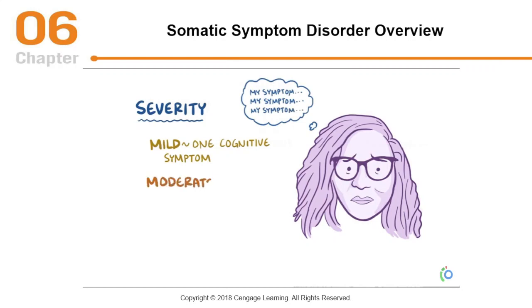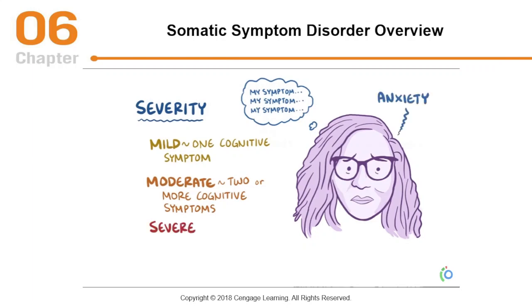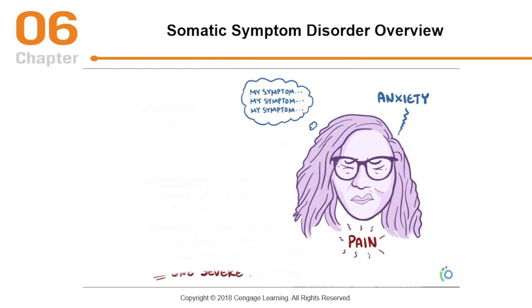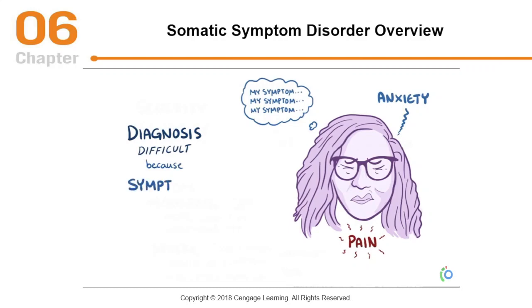The condition's considered mild if there's only one cognitive symptom, like ruminating a lot on the symptoms. It'd be considered moderate if there are 2 or more cognitive symptoms, like rumination as well as anxiety. And it'd be considered severe if there are two or more cognitive symptoms, as well as multiple physical symptoms, or one severe symptom, like severe pain. These cognitive and physical symptoms often disrupt an individual's daily life, as well as their relationships. Unfortunately, the diagnosis can be tricky and confusing given that the symptoms shift over time and there's no clear underlying scientific explanation.